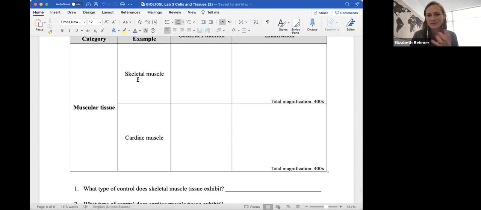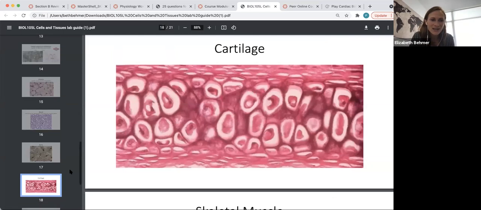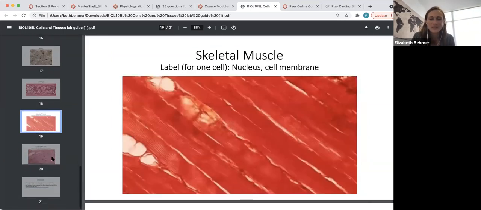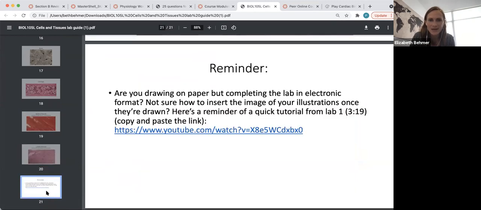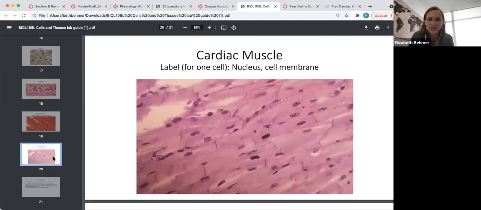And you'll be going through different muscle tissue types as well. So I'm going to take us back to the lab guide. This is what skeletal muscle looks like underneath the microscope, and then cardiac muscle. Here's a reminder of how to insert images of illustrations once they're drawn. But again, if you're having problems with that, I will also accept other pictures.